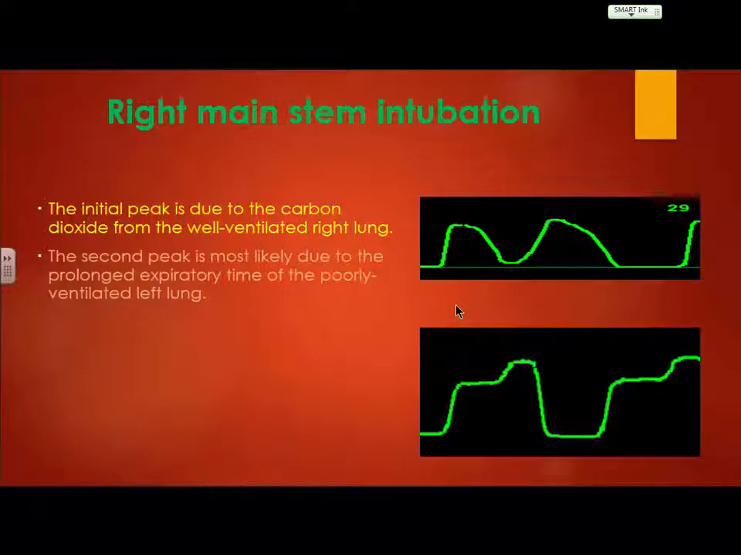All right? The initial peak is due to the CO2 from the well-ventilated right lung, and then the second peak is most likely due to the prolonged expiratory time of the poorly ventilated left lung. So just really think for a second what's happening here. You're ventilating, the right side's getting more full of air, so it's going to have a quicker response to expiration, right? But the left side's still got a little bit, and it still needs to expire, but it's going to be slower. So that's all you're seeing here. Initially you're seeing this, right? So this would indicate right. And then right here, the left is slower, so it's probably going to build up CO2, and it didn't get quite as much oxygen, so CO2 levels are going to be a little bit higher. And then you go back. Okay? Y'all following me? Does that make sense?